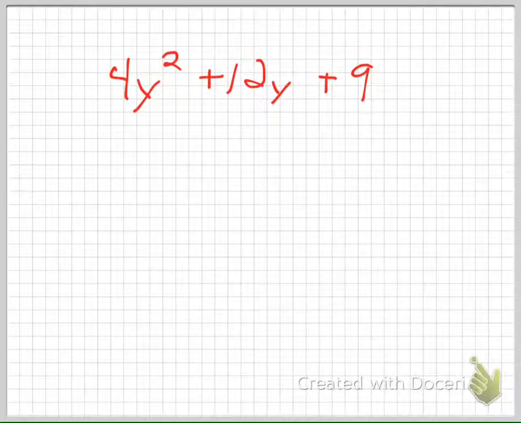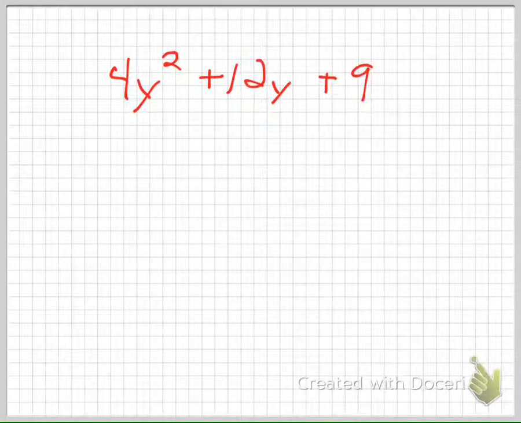All I'm going to say on your test is factor. The first thing you do is look to see if you can pull something out of all 3 of those terms. No. There's no variable, and no number other than 1 that I can pull out. The next thing is to check whether this is a special trinomial. Is this a difference of squares? Clearly not. Is this possibly a perfect square trinomial?